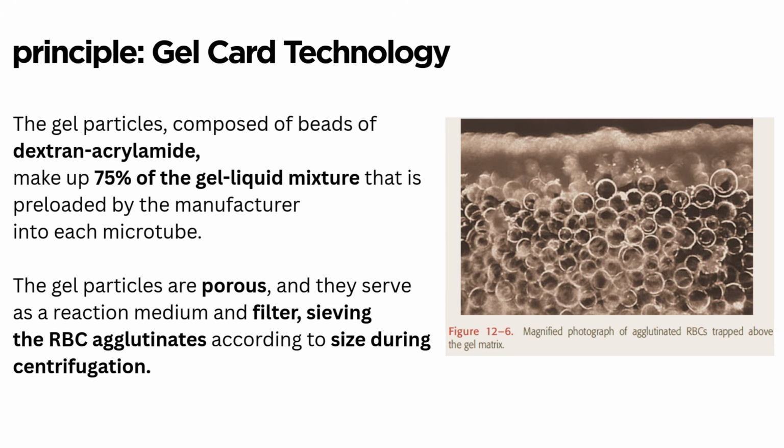So the porosity of these gel particles is the key. They act as both a reaction medium and a filtration system during centrifugation, which can effectively sieve RBC agglutinates based on their sizes. So this process ensures that only specific size particles pass through, aiding in accurate test results. So remember, the effectiveness of the gel's sieving mechanism directly impacts the reliability of the test outcomes. This highlights the importance of understanding the gel's composition and function in clinical settings.